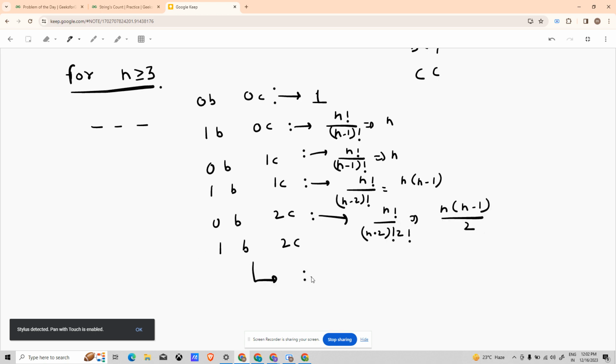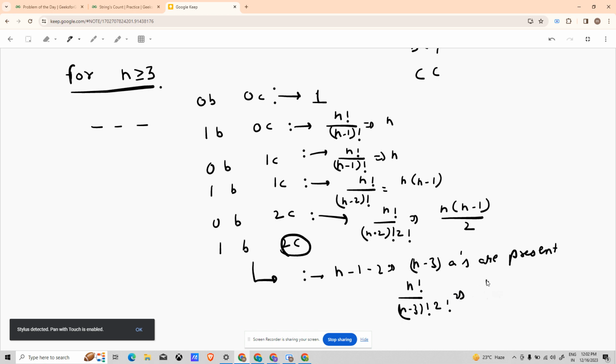For this one, because of 1B and 2C, if the length was total n, minus 1 for 1B, minus 2 for 2C, n minus 3 As are present. So the factorial sum would be n factorial by n minus 3 factorial, and for this, the 2C, 2 factorial term will also come. So it would look like n into n minus 1 into n minus 2 upon 2.